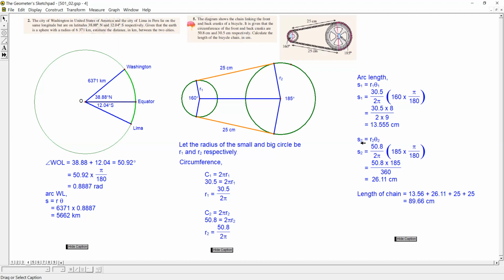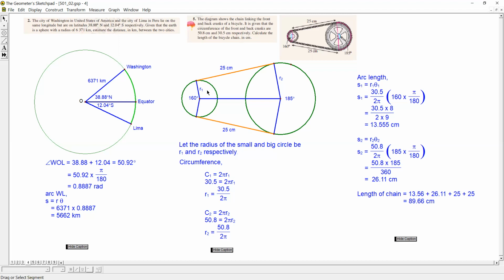Now for the bigger circle, S2 equals R2 theta 2. S2 is this side, the arc length. R2 is this one, 50.8 over 2 pi. Substitute inside here. Then the angle theta 2 is 185 degrees. You convert to radian, multiply by pi over 180. The pi and pi cancel, and you have 50 times 185 over 360, which is 26.11.